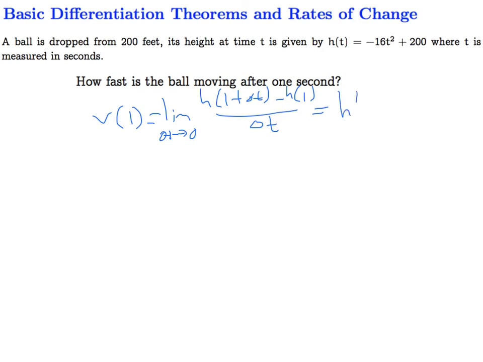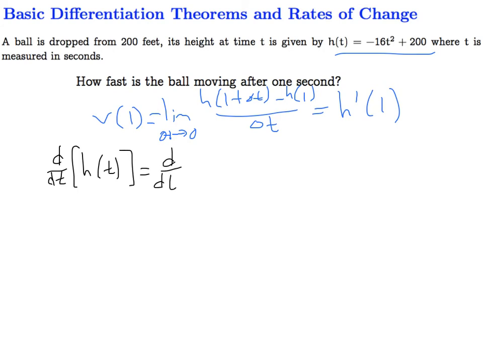This is the derivative at 1, okay? So this means I don't have to work through my limit definition. I know how to compute the derivative of this function a lot easier now. So that's what I'm going to do instead. Let's compute my derivative quickly here of h of t. So this will be the derivative of negative 16t squared plus 200.